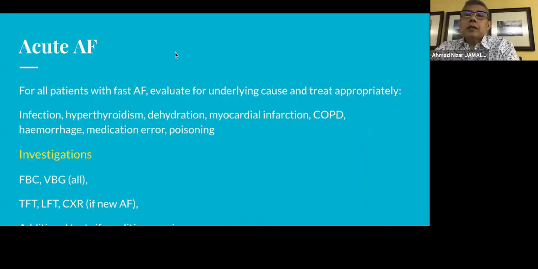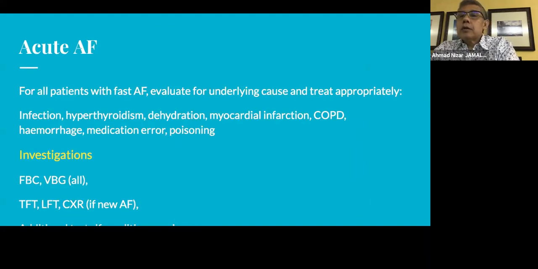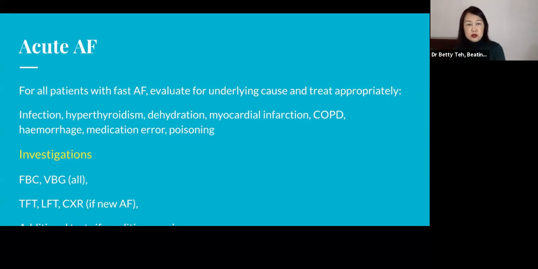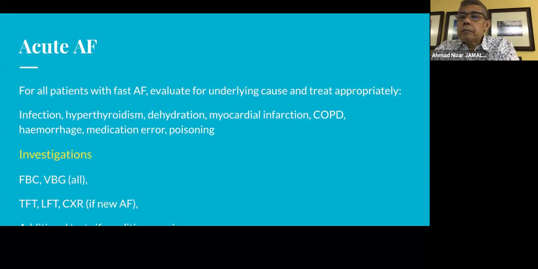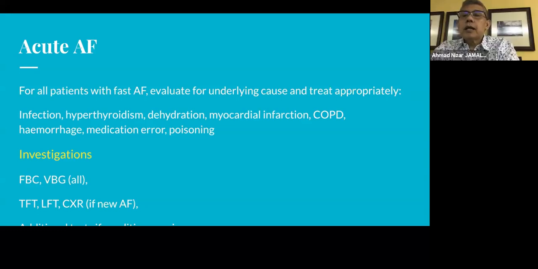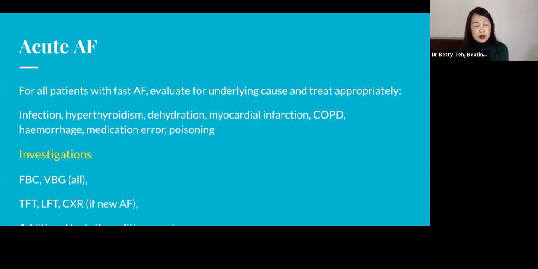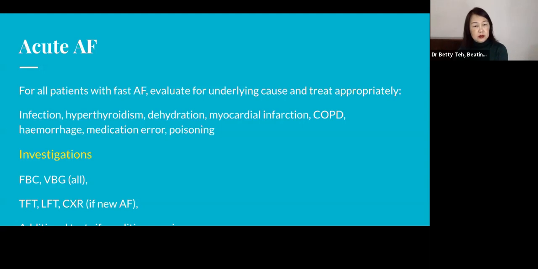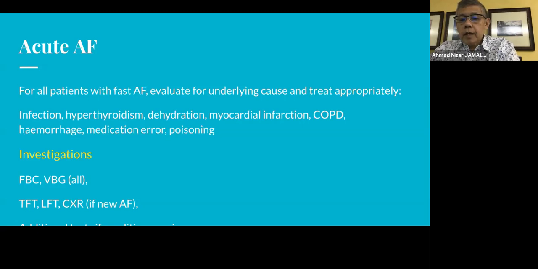you should consider, for all patients with fast AF, evaluating for an underlying cause, and you should treat appropriately. So this may include chest infection, particularly pneumonias, hyperthyroidism, dehydration, myocardial infarctions. Patients who have chronic obstructive pulmonary disease may present with rapid AF. Hemorrhage and medication errors, for example, poisoning or alcohol intoxication, can all present as acute atrial fibrillation. So the initial investigations that you should send off would be whole blood counts and a venous blood gas for all. You may want to consider thyroid function tests, liver function tests, a chest X-ray if this is a new atrial fibrillation, and additional tests will be required depending on the conditions.